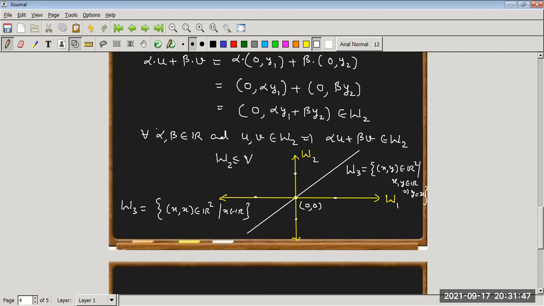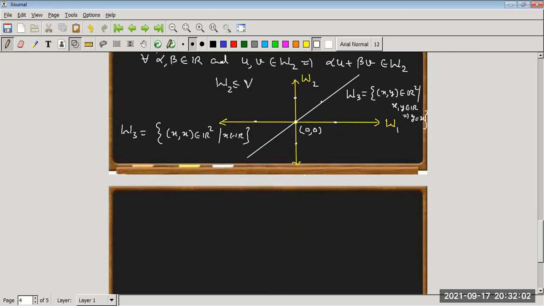Because it passes through the origin, the first observation is clear that it is a vector space. It becomes a vector space because it passes through the origin: (0, 0) belongs to this W3. Now we have to check alpha x plus beta y.